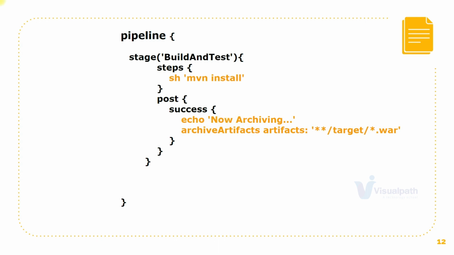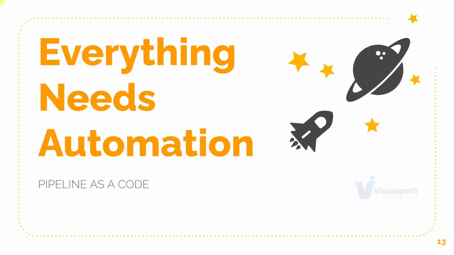Okay, so in DevOps, like everything needs automation. Even your pipeline is automated with Jenkins file. So now let's do some hands-on.